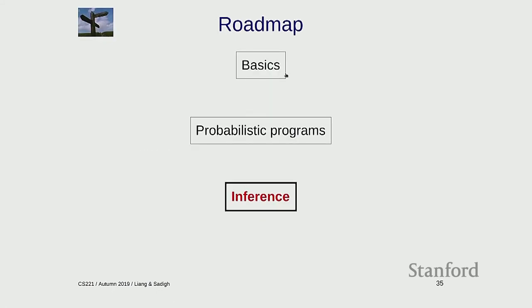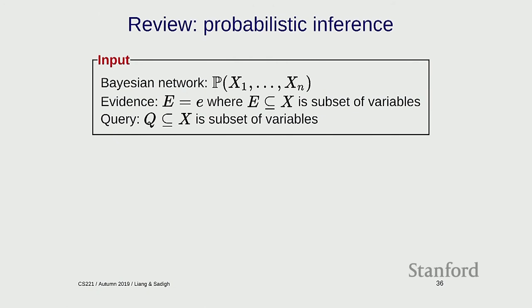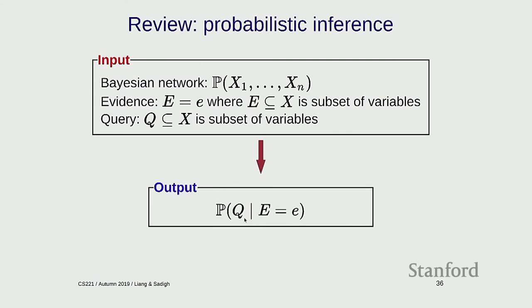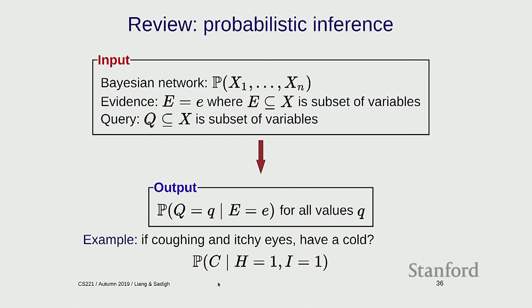All right. So now let's talk about inference. This is also going to be the topic of next lecture, but I'm just going to start playing around with it a little bit. So remember, what is probabilistic inference? We're given a Bayesian network, which defines some joint distribution. We're also given some setting of the variables, which are the evidence. For example, I saw that the alarm went off. And I'm interested in a subset of the variables. So what I'm trying to produce is the probability of some query variables conditioned on evidence. And what this really means is I want this for all values of the query variables. For example, if I have coffee and I have itchy eyes, do I have a cold? It's an example of a probabilistic inference query.